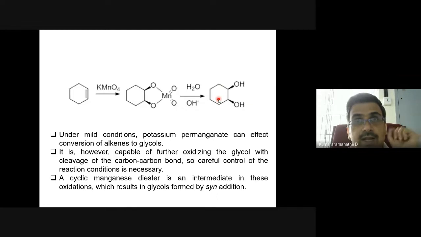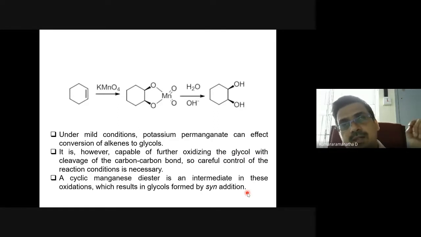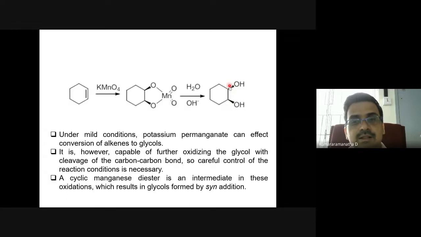Okay, and a very important point, we get syn addition here. You might be a bit surprised what syn is. It is towards the same side of the carbon. Okay, syn addition or anti addition. Syn means these are pointing in the same direction. This OH, this OH, and this carbon are in the same plane. If it is dotted arrows, then it is in the opposite plane.